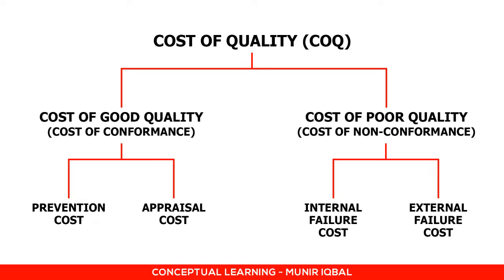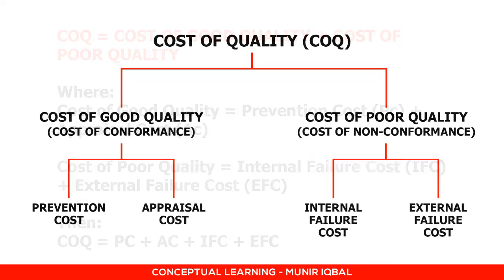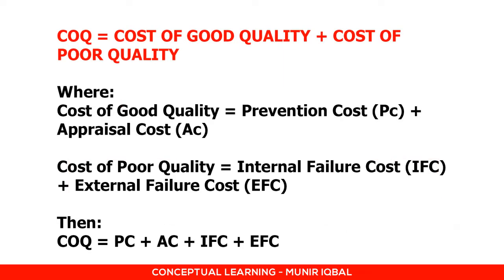Here cost of quality is presented in formula form. Cost of quality is equal to cost of good quality plus cost of poor quality. Where cost of good quality consists of prevention cost and appraisal cost. Cost of poor quality consists of internal failure cost and external failure cost. The cost of quality is summed up as COQ equals PC plus AC plus IFC plus EFC.